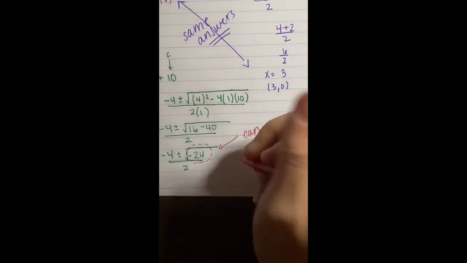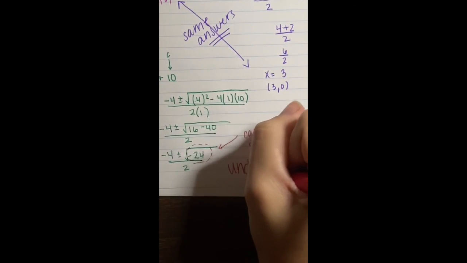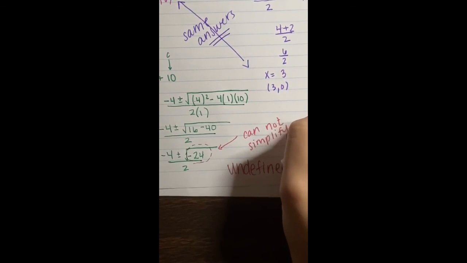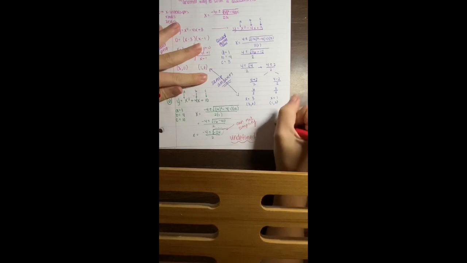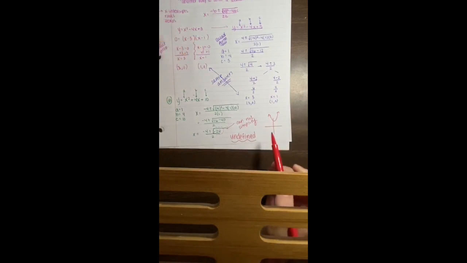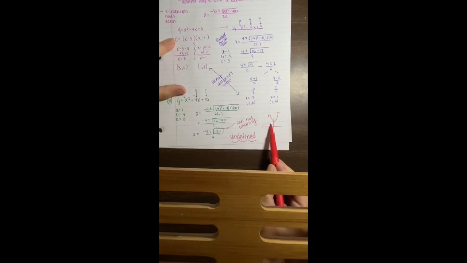Right now, it's considered undefined, which means this just doesn't have any x-intercepts, which is perfectly fine. If I take a look at my graph, it might look something like this. Still a quadratic, just never touching that x-axis, which is okay. It would just be considered undefined or no solution.